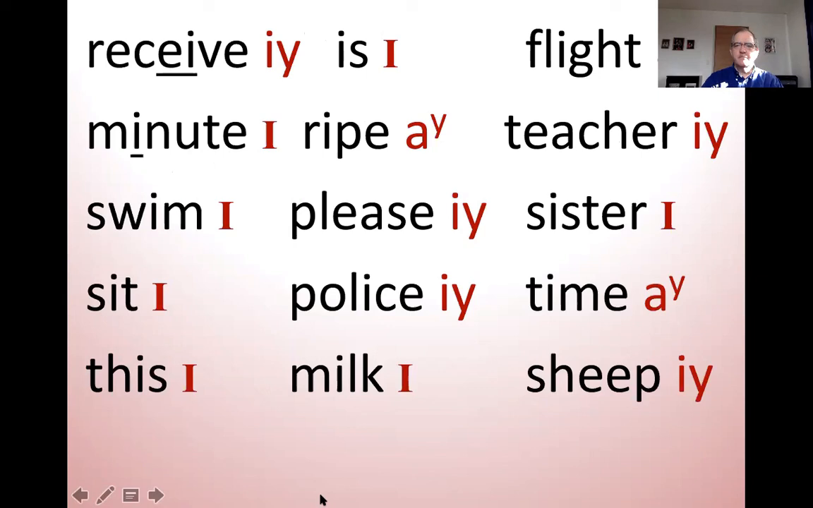Swim, please repeat, swim. Sit, this, is, ripe, please, police. Now here, police, the E is silent and it makes this I become E, police. Oh, that breaks the rule, doesn't it? Okay, wait a minute. This breaks the rule. Normally, this would be ice because there's an E and so this I becomes long. But this breaks the rule and you have to remember police.